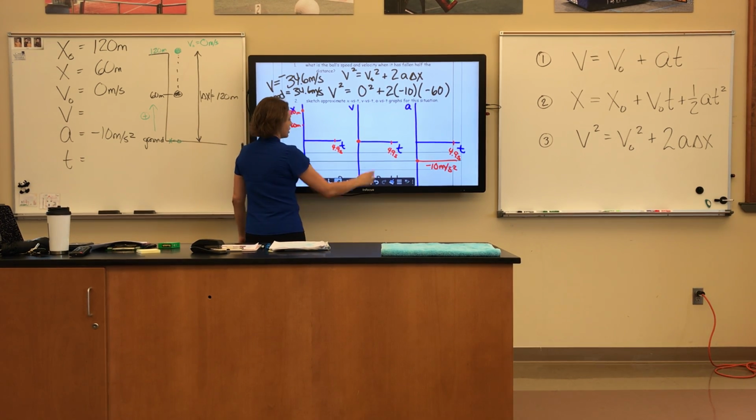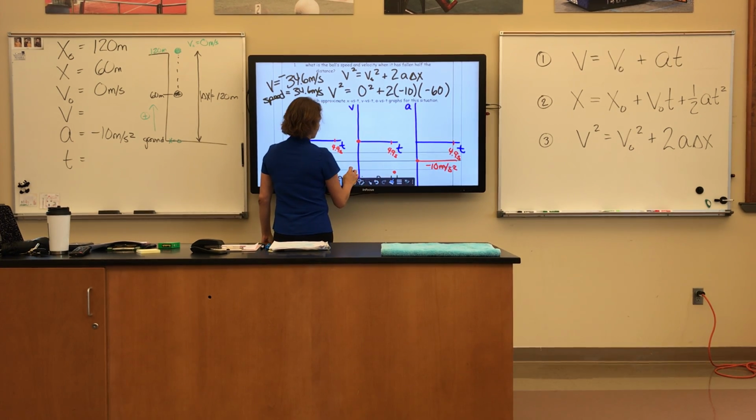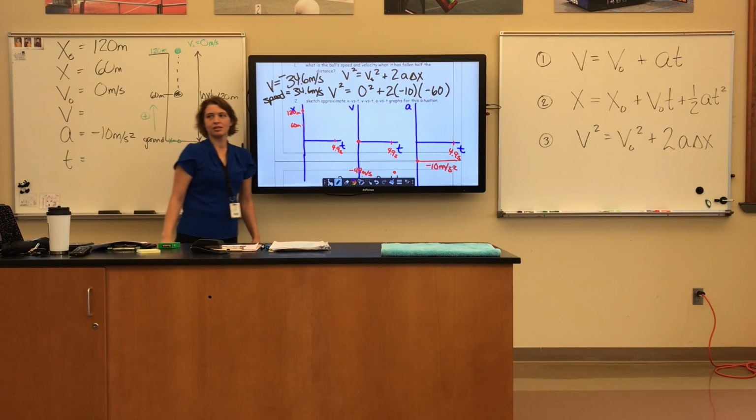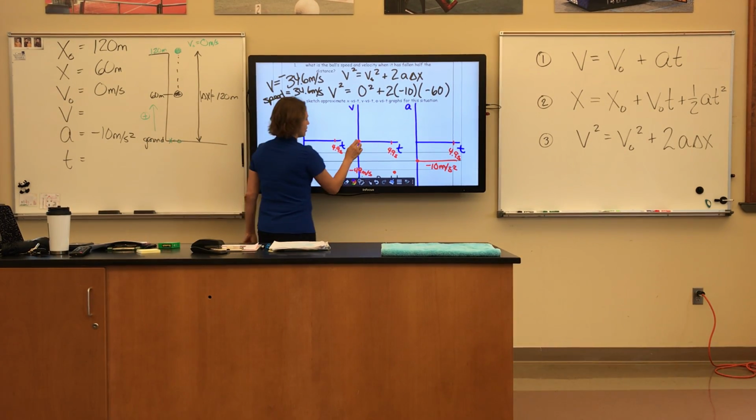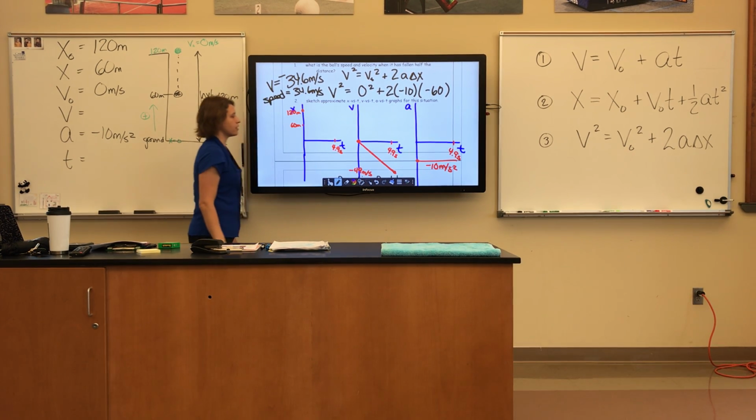My final velocity, after I've fallen for 4.9 seconds, what was that? Was it 49 meters per second? Negative. Velocity is negative. I'm going to draw that line completely in the negative region.